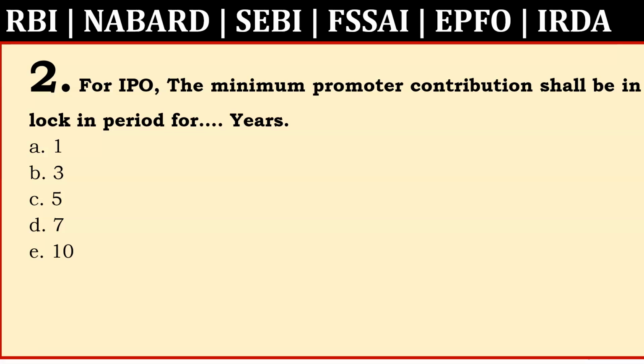Next question, for IPO, the minimum promoter contribution shall be in lock-in period for how many years? 1, 3, 5, 7, 10. So you may be aware that in the initial public offer process, the minimum contribution of promoters is 20% and shall be in lock-in period for 3 years. Before 3 years, promoters cannot sell their holding.